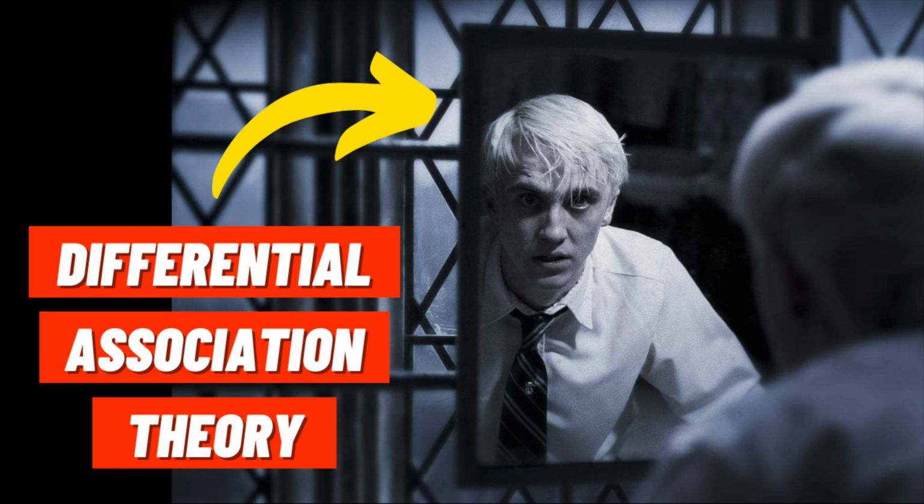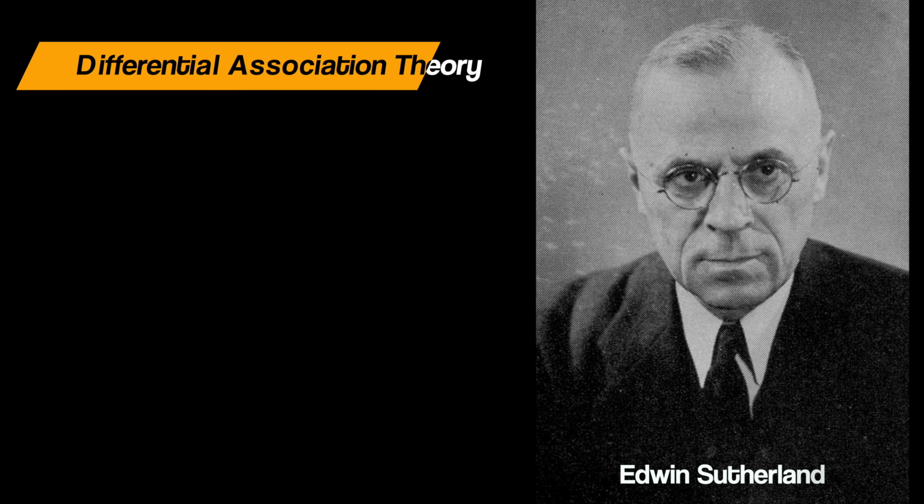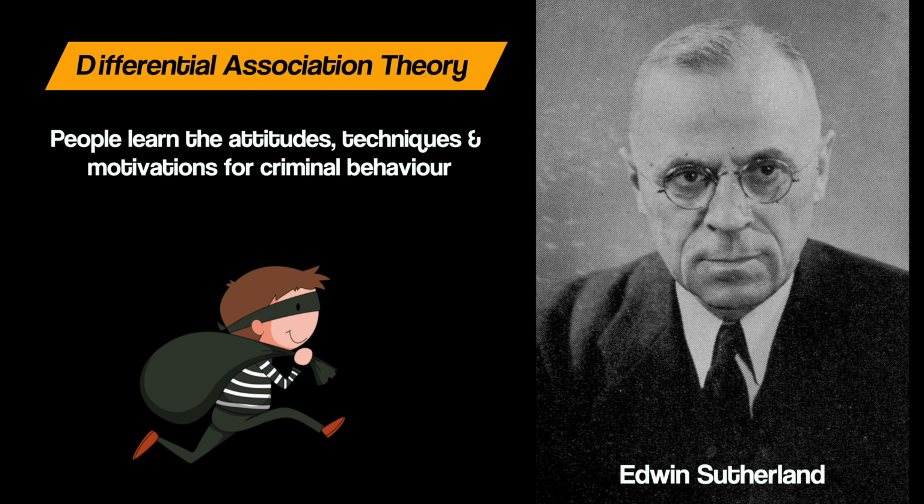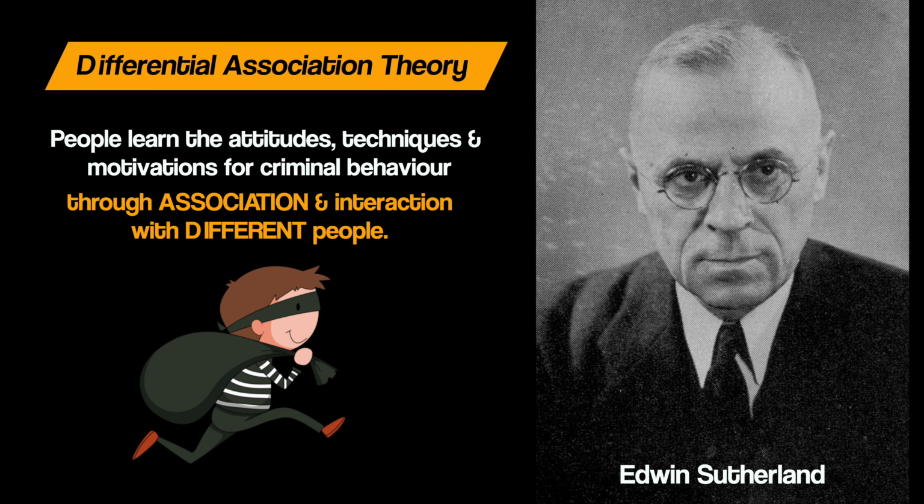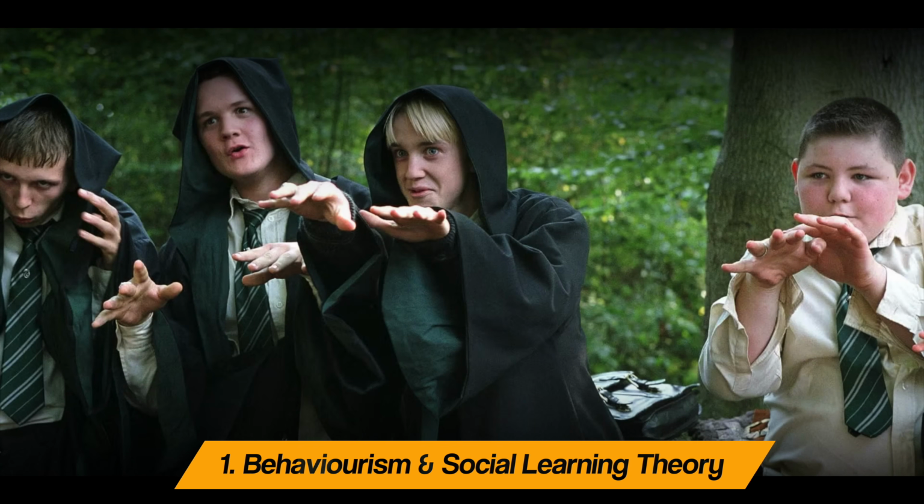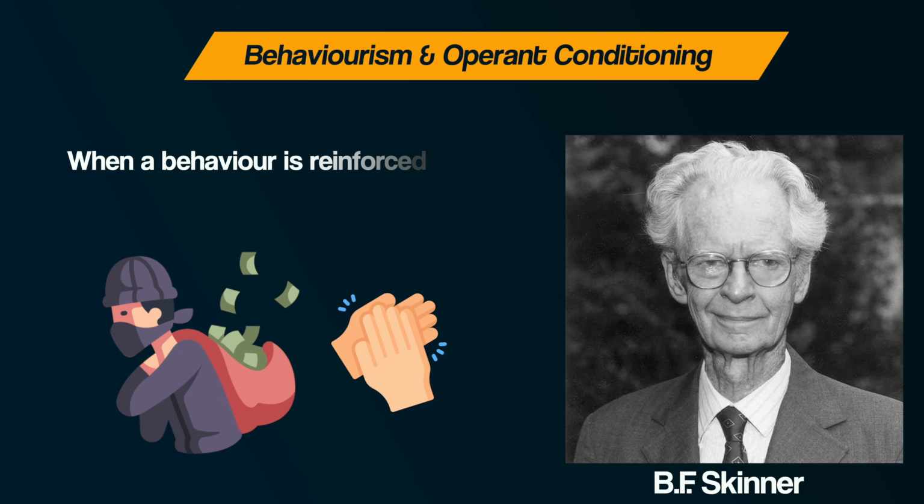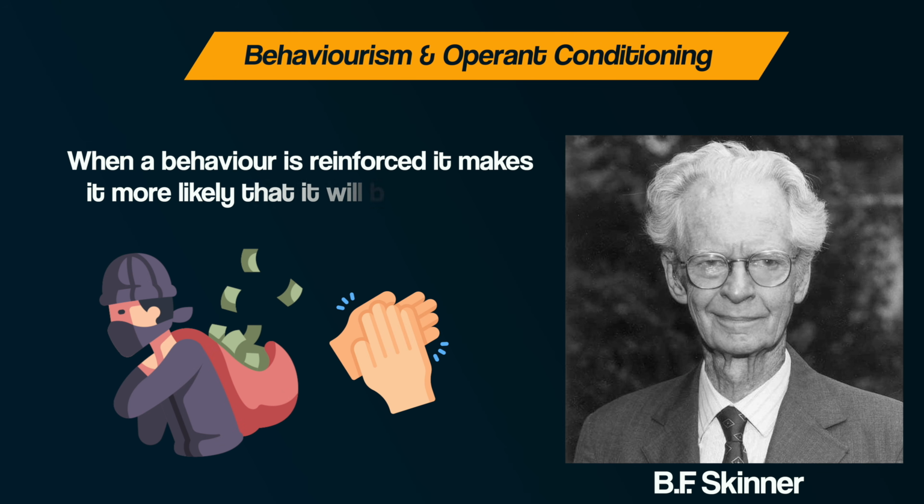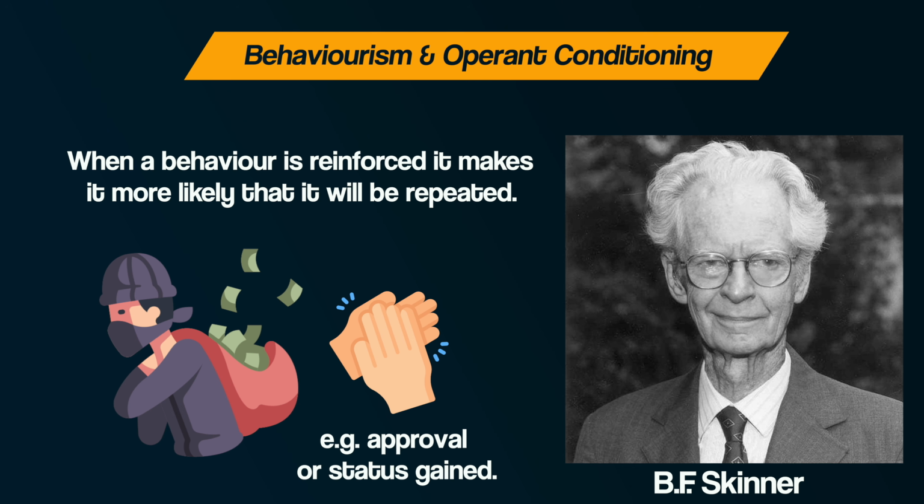In simple terms, Sutherland proposed that people learn the attitudes, techniques, and motivations for criminal behaviour through association and interaction with different people. First, behaviourism and social learning theory. When a behaviour is reinforced, it makes it more likely that it will be repeated. For example, criminal behaviour can be reinforced through positive feedback from peers or group members, such as approval or status gained from committing a crime.